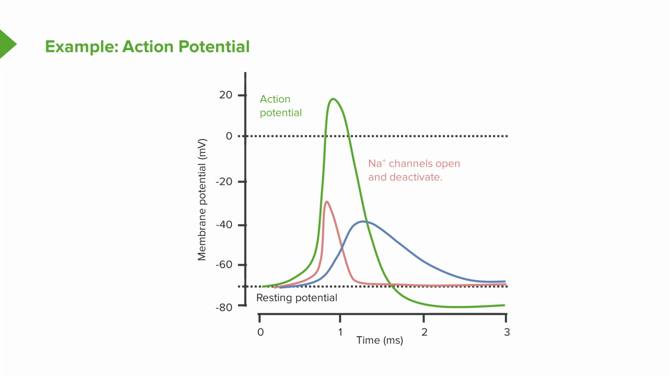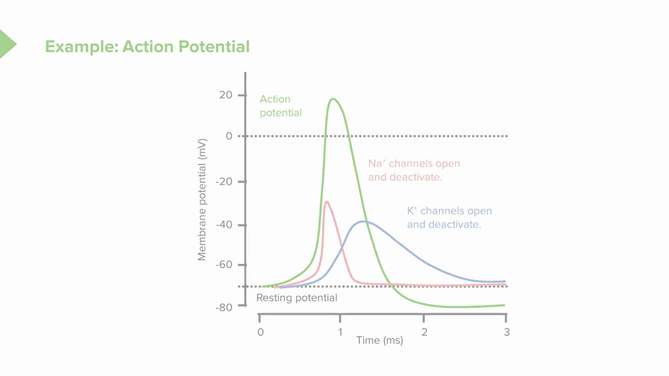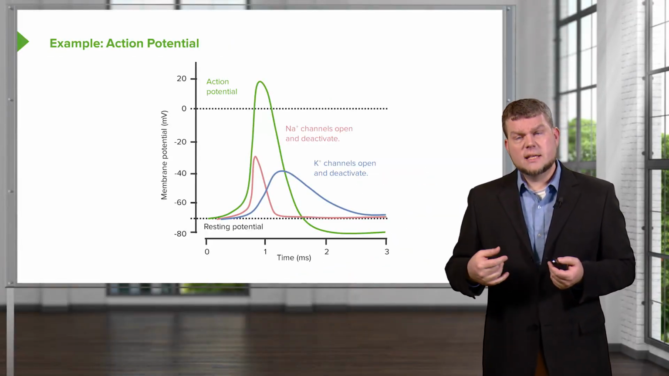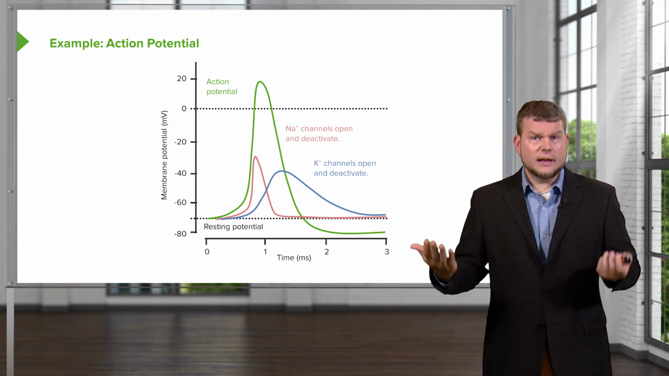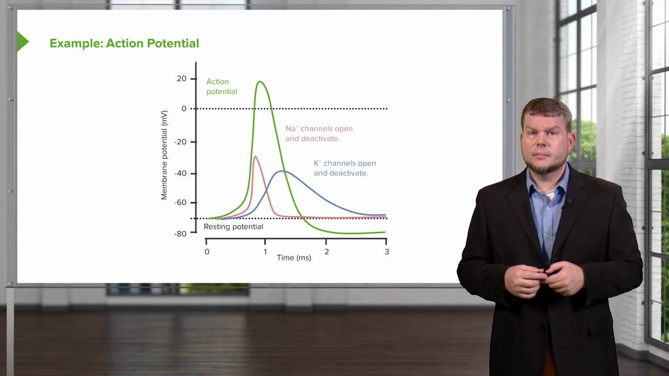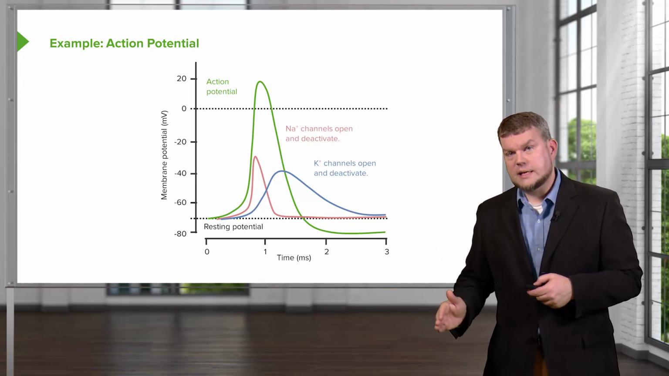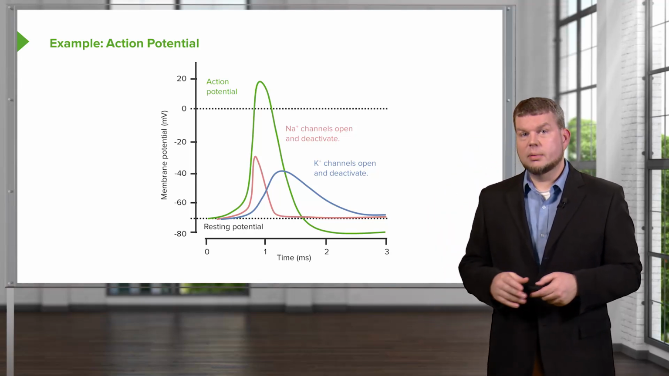The next thing that happens is a potassium current. Potassium then comes out of the cell because the gradient is from within the cell to out of the cell. So potassium channels open and then deactivate. Hopefully you've noticed from this response that potassium is a little bit slower to open and a little bit slower to deactivate. And that allows for that current then to fall back down, even to a little bit below baseline.